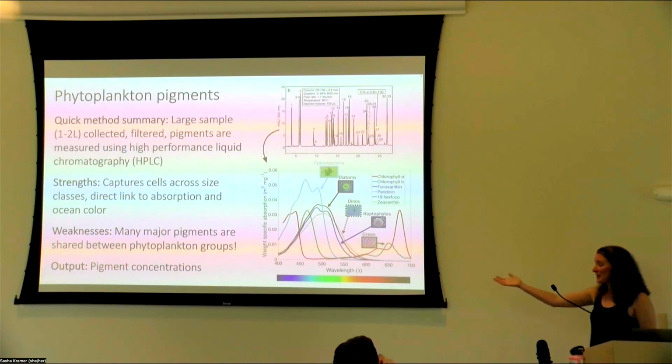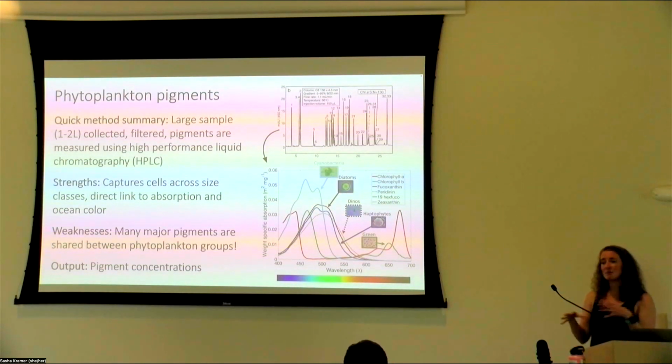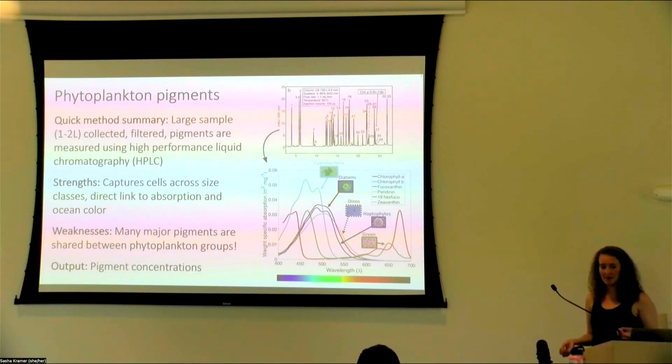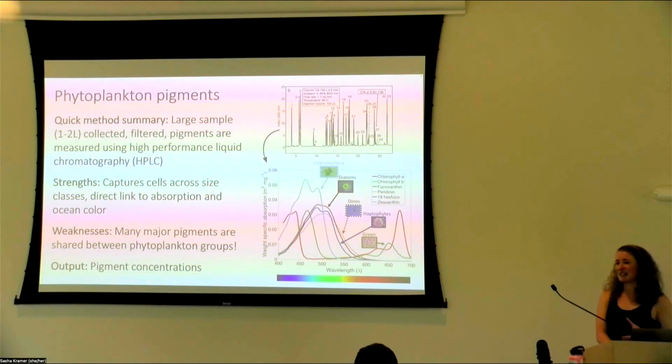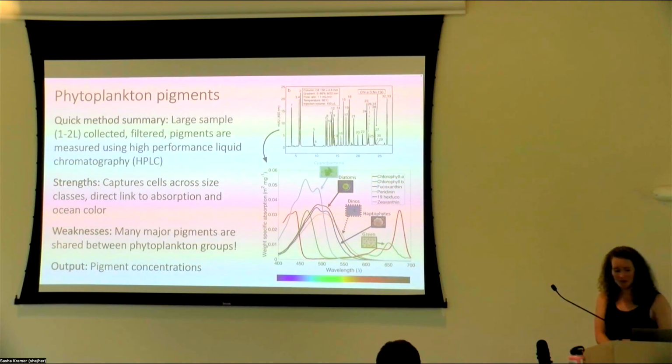Your output is pigment concentrations. So you have an amount per volume, an amount of pigment, which is usually measured in either micrograms or milligrams per liter or meter cubed.